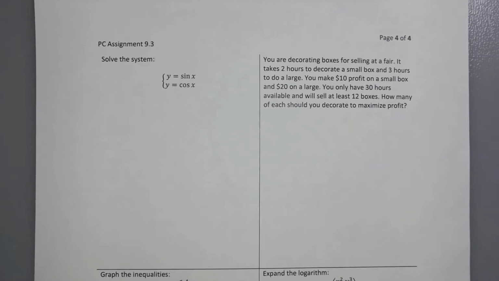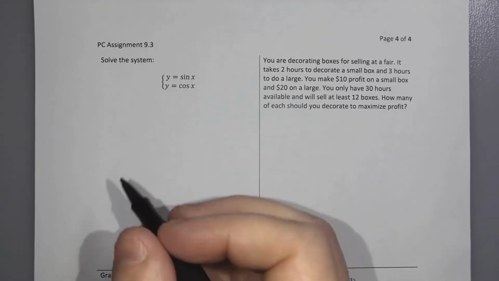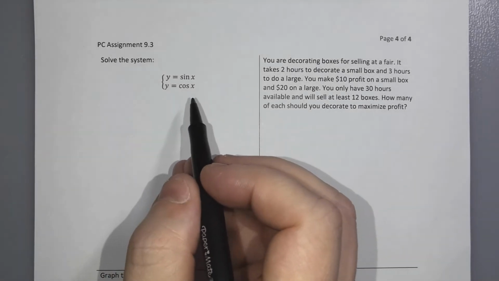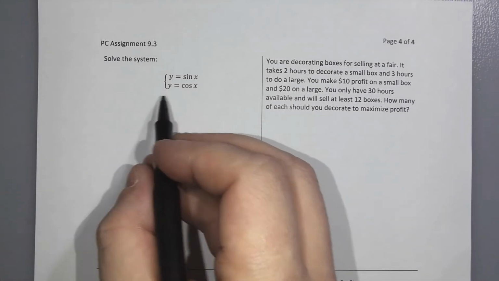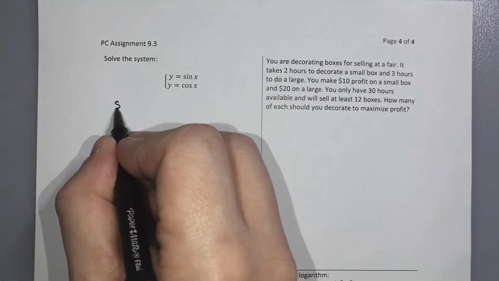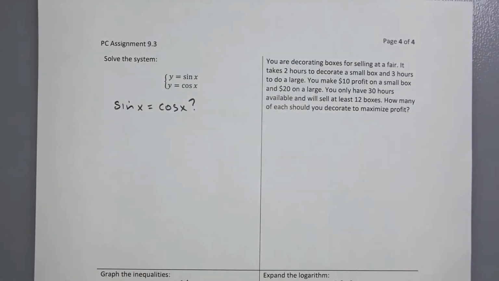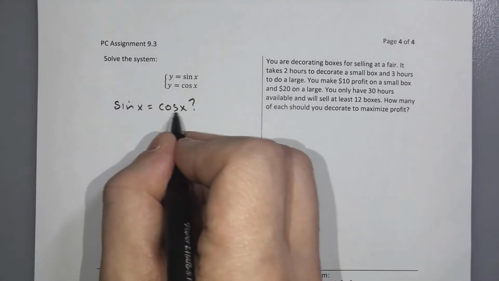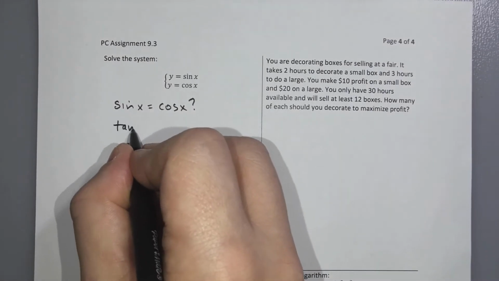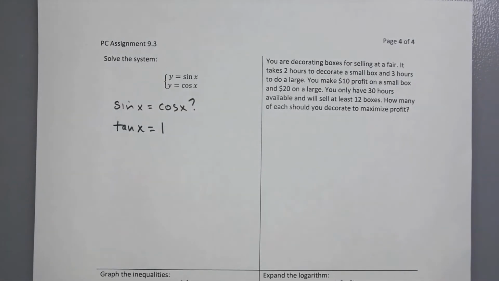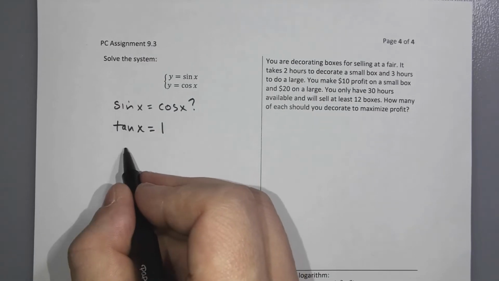Okay, assignment 3, page 4. We have solving a system, y equals sine of x, y equals cosine of x. So with these two equations, let's say, when does sine x equal cosine x? Well, that happens when, let's divide both sides by cosine of x. That's what happens when tan of x equals 1. When does tangent of x equal 1?